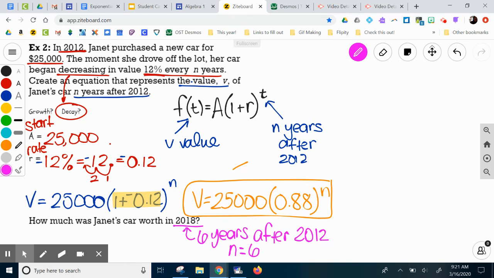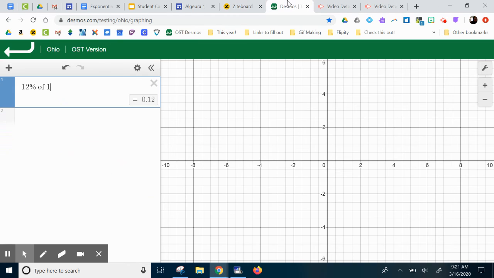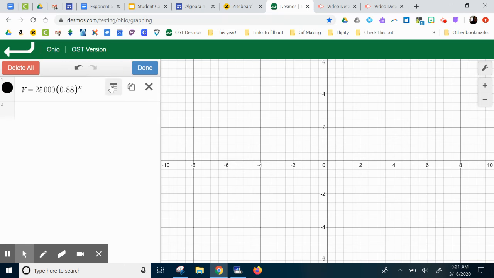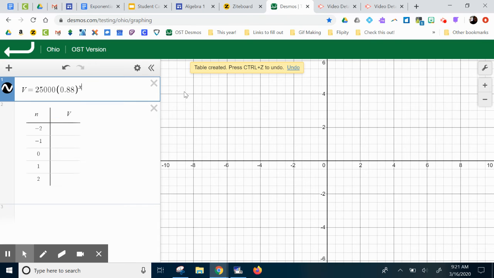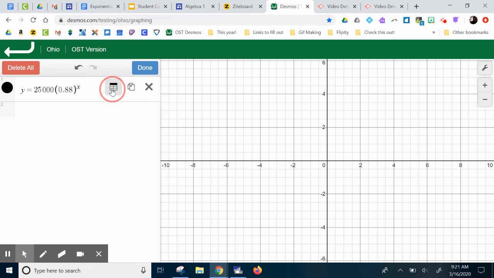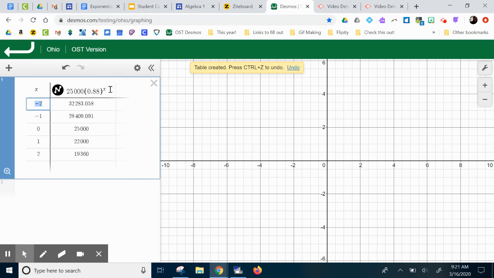Now we go ahead and we plug it into Desmos. So I've got v equals 25,000 times 0.88 to the power of n. And I do my gear and I press my table and oh no, triangles of death. So let's try switching this to an x. Didn't help my v, so let's try switching this to a y. Still didn't help. So if that still doesn't work, you know what? I just take this new thing and I make it a table again. So now we're good. And I'm ready to put in 6 years after 2012.